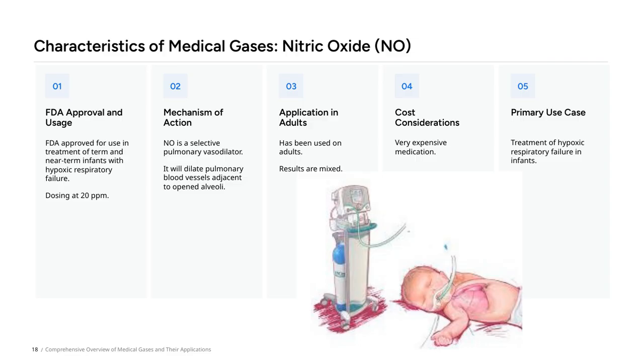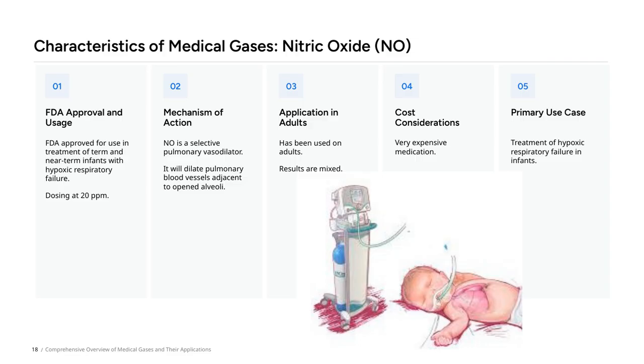This is a very specialized treatment, and one of the main points to remember is that it is quite an expensive medication. Cost considerations are important because they can impact how widely it's used and in what settings. Despite its high cost, nitric oxide has also been used in adult patients, although the results in adults have been mixed. Some studies show benefit, while others are less conclusive, so its use in adults remains somewhat experimental or case-dependent.